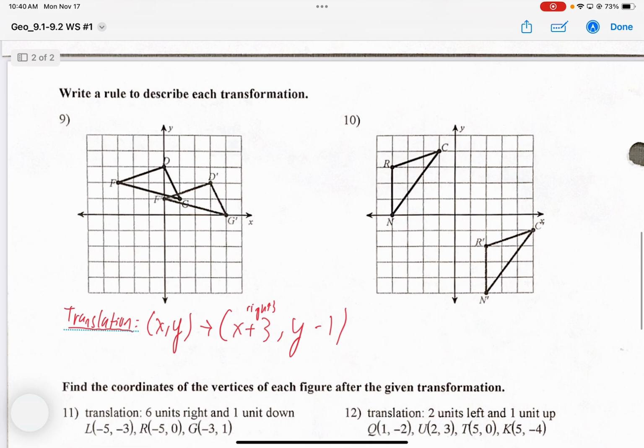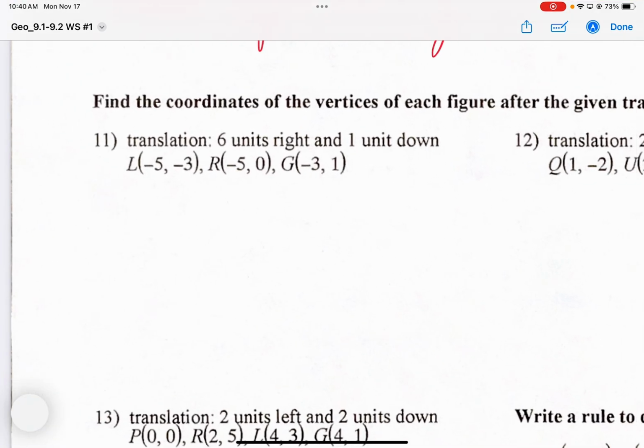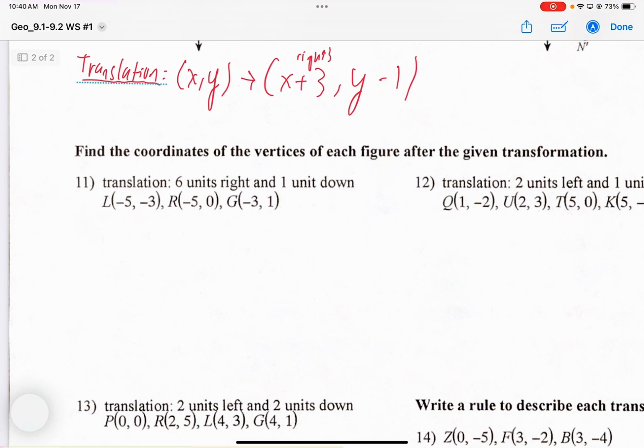Write the rule. Okay. All right, Haya did 11 on the backboard for us, so let's look at what Haya did. It says you've got your coordinate points L, R, and G. We want to translate them 6 units right and 1 unit down. So the rule that Haya would be using would be (x, y) goes to x. What am I going to do to that x coordinate, Haya? Add or subtract 6. I'm going to add 6. And then what about 1 unit down? What am I doing to my y coordinate? 1. Good.